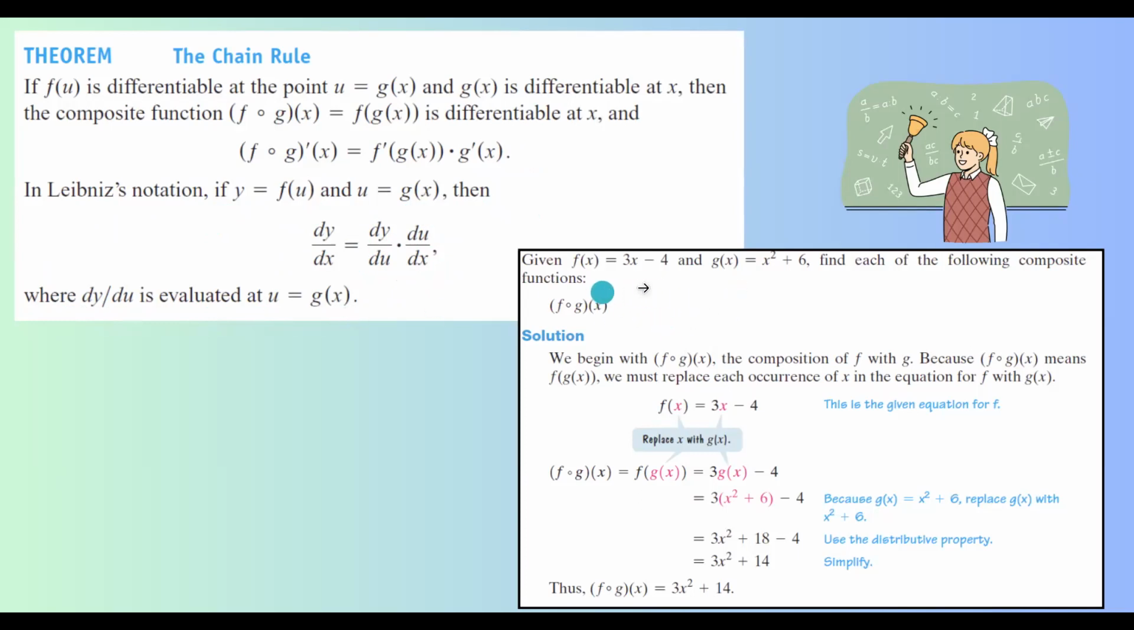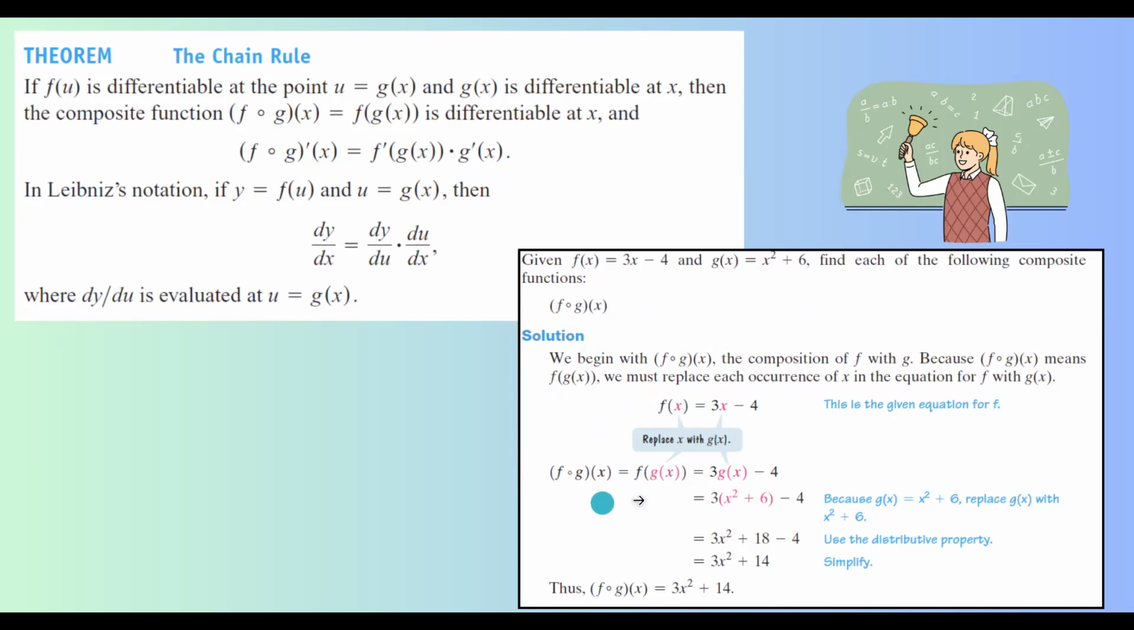Suppose you have two functions, f is 3x minus 4 and g is x squared plus 6. We can find the composition of f and g. Based on the definition, f of g is f of g of x. It means that wherever we see x, we're going to substitute that with g of x. Since f of x is 3x minus 4, x is substituted by g of x, but g of x is a quadratic function.